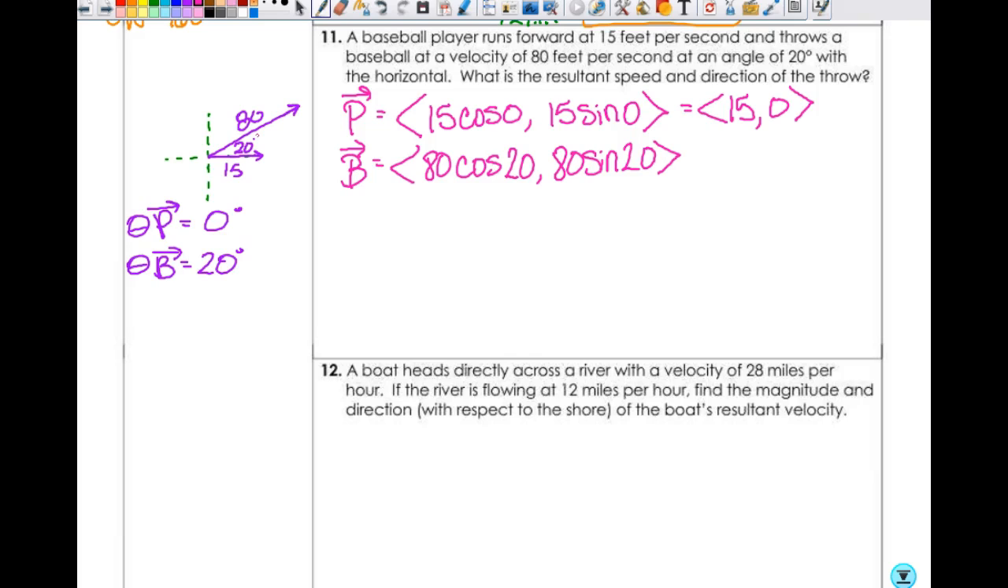So now we are going to add them. And double check that your calculator is in degrees, just in case somebody came to work on something else and put your calculator in radians. Yes, so you could just do 15 plus 80 cosine 20. Make sure you store it. Shift store X, shift store Y. You should get 90.175.